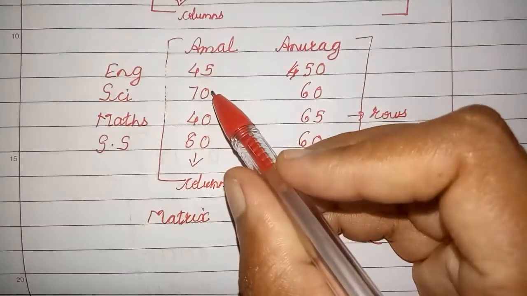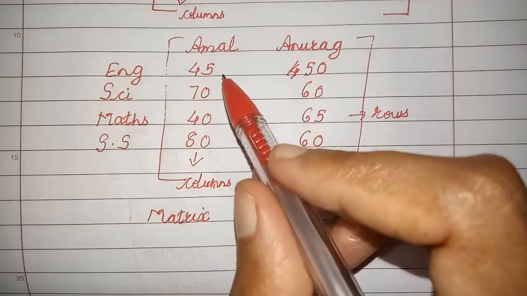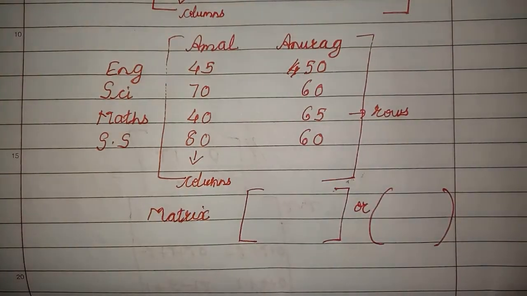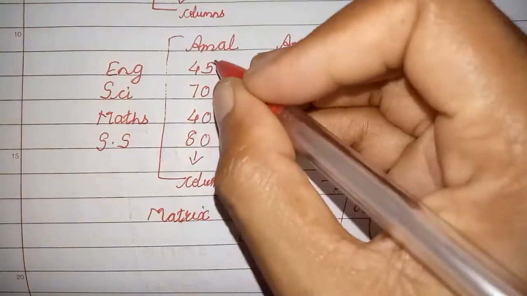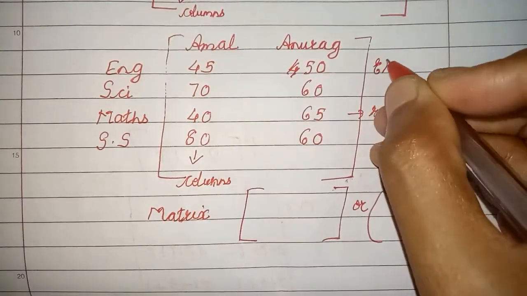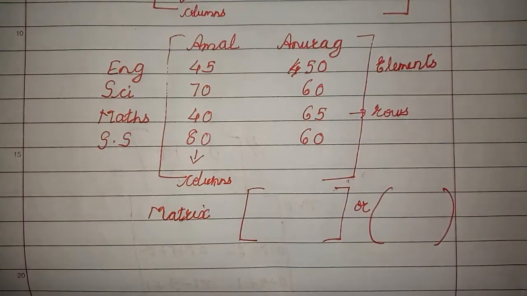And every member inside the square bracket, okay, every member of your matrix is called as elements of a matrix. So all those scores what we have got, children, they are nothing but called as elements of a matrix. Okay, they are the elements of a matrix.